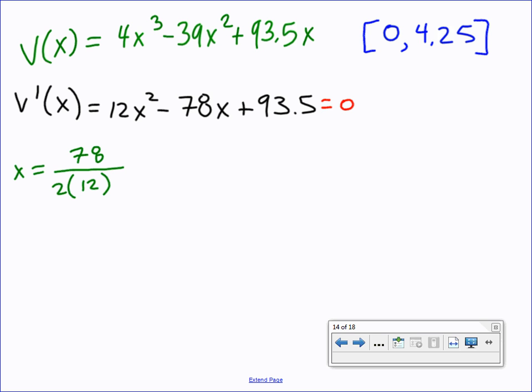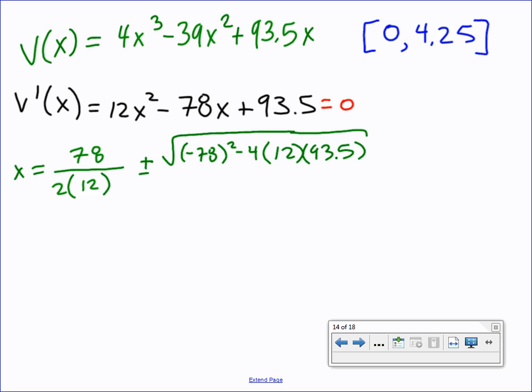So opposite of b over twice the value of a plus or minus the square root of b squared minus 4 times a times c, close radical, all over twice the value of a.